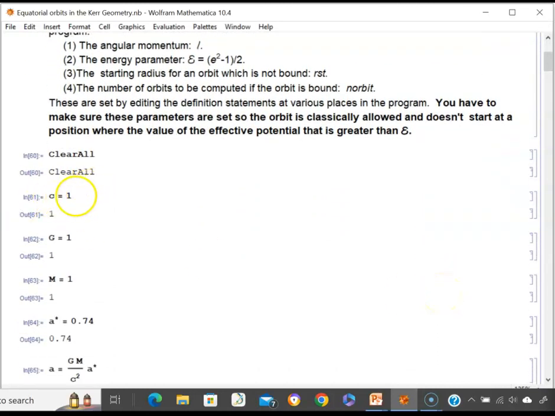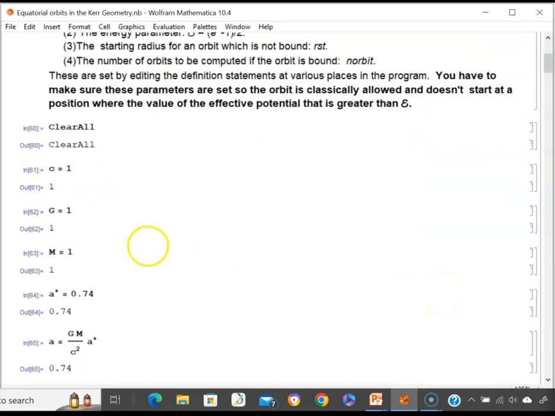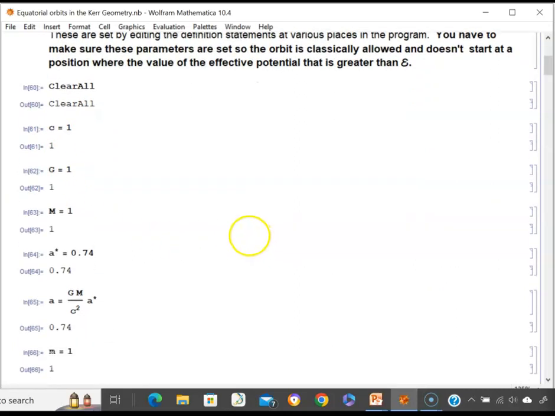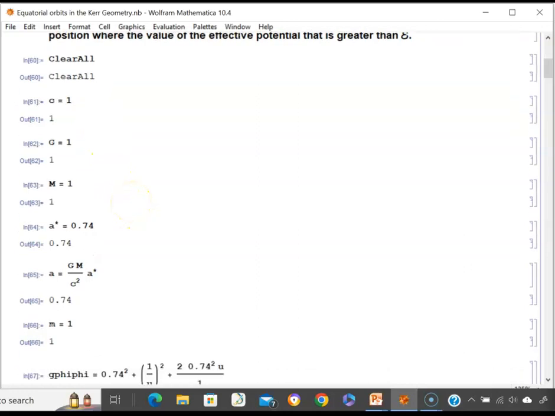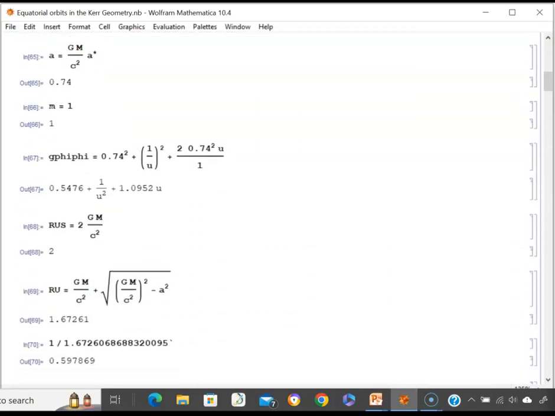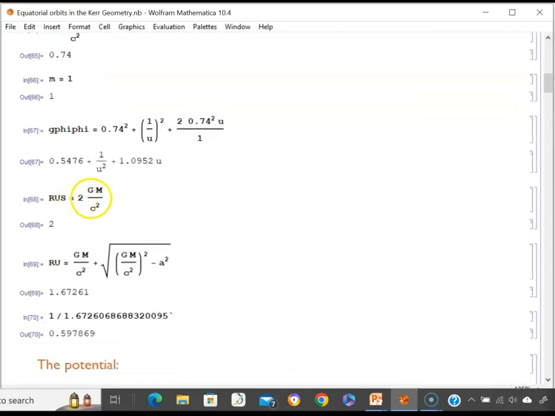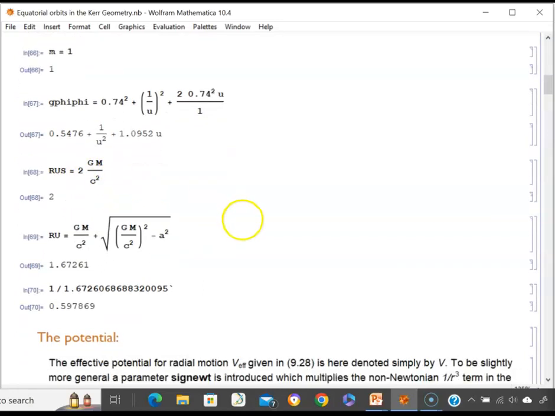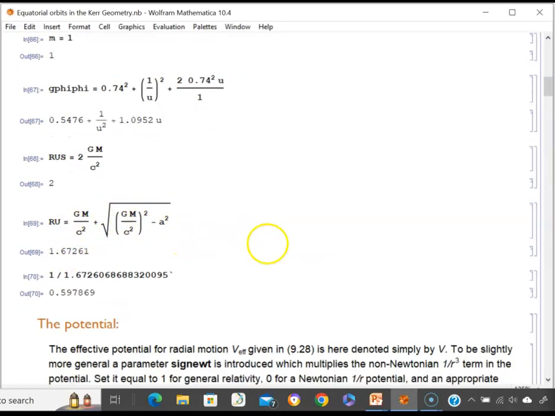You can put these units in, the speed of light, something like that. It's just easier to work in units, convert all the units to 1, and then you're just talking about angular momentum per unit mass. Okay, but you can do that. The stationary limit surface for a Kerr black hole is 2GM/c squared. The outer event horizon is this value here.